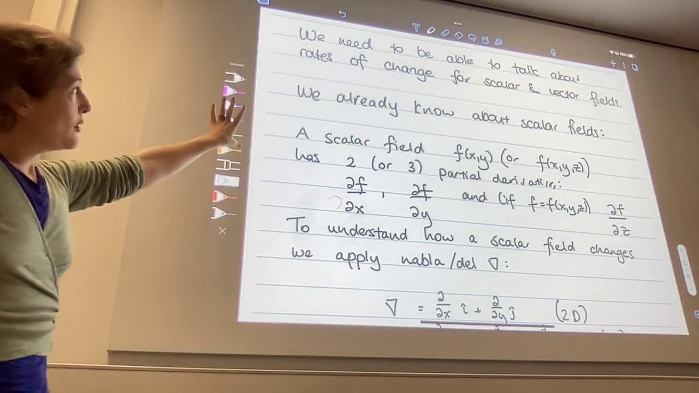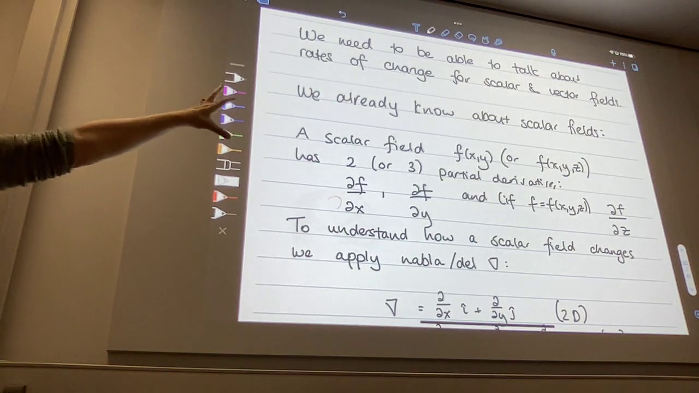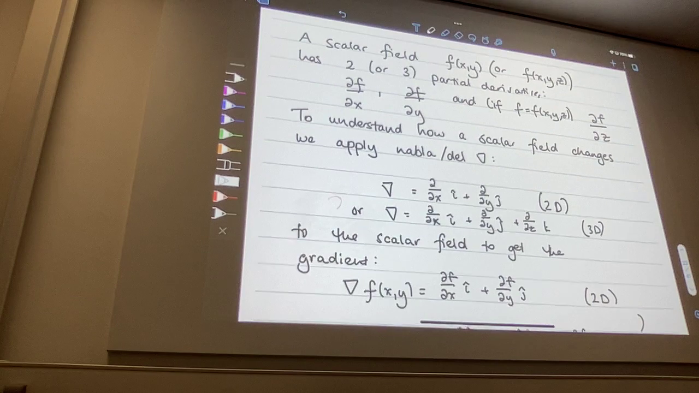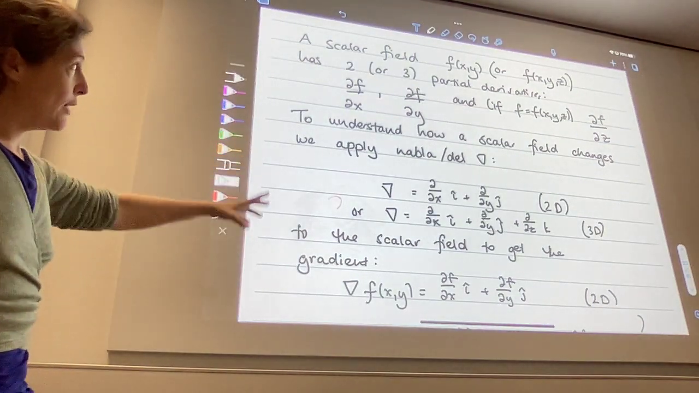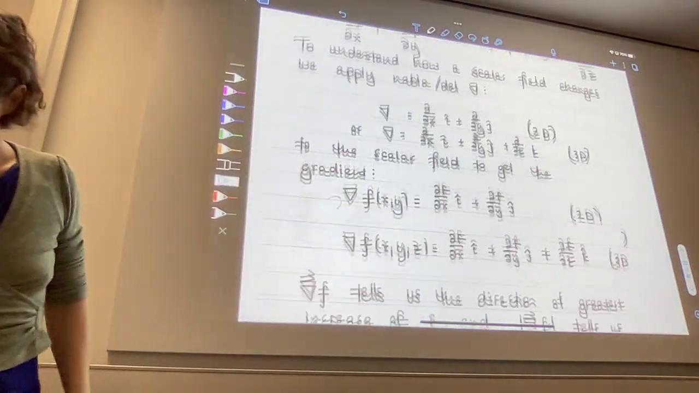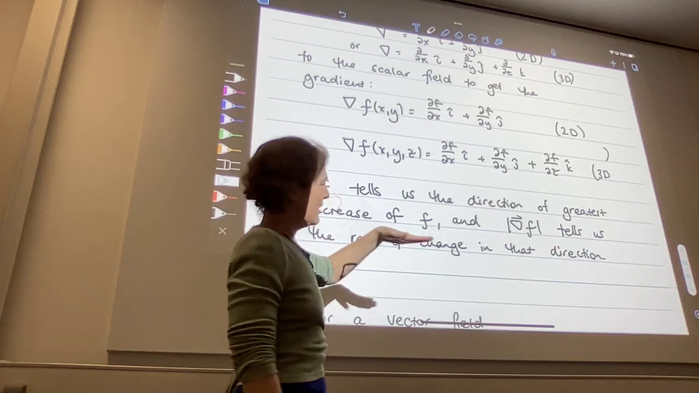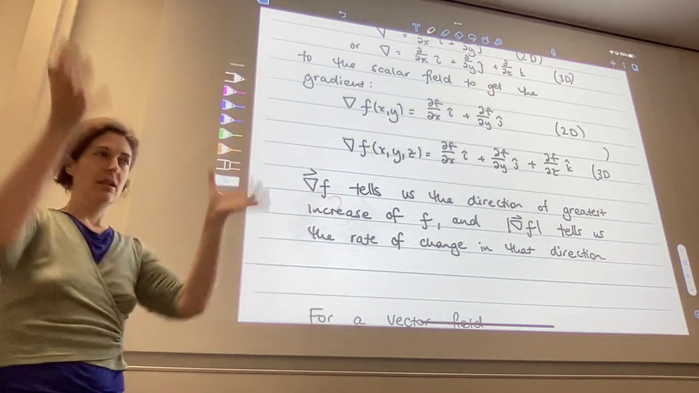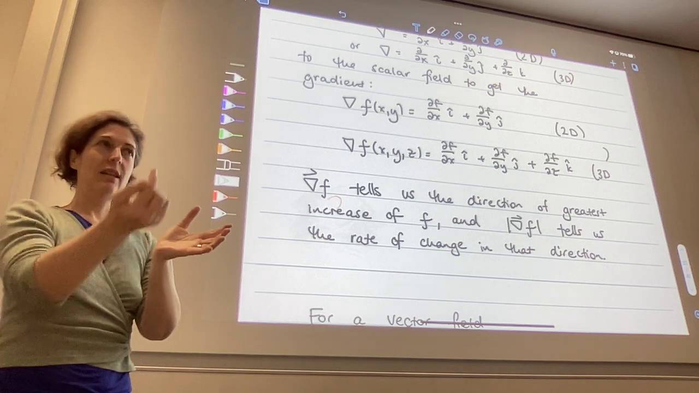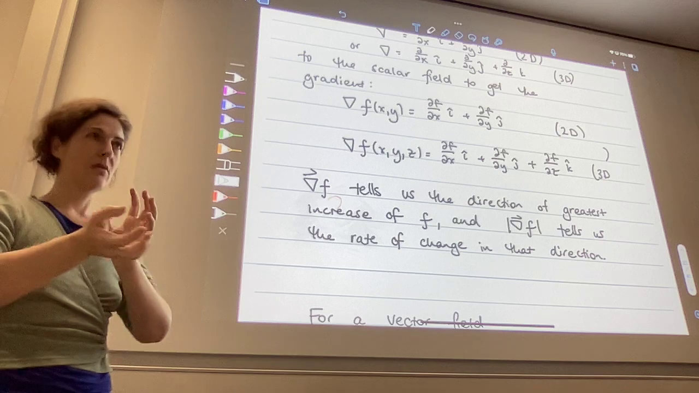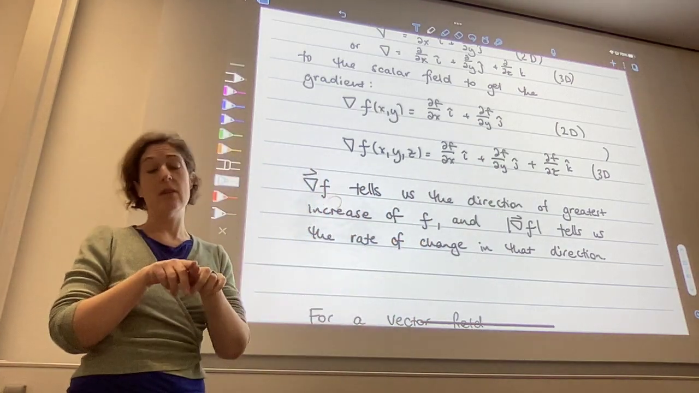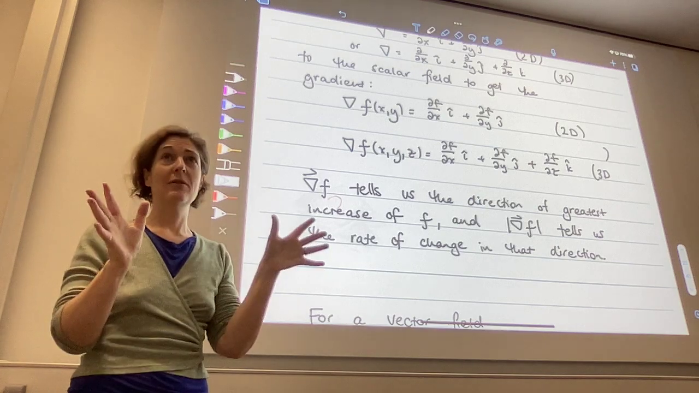So we already know how to talk about rates of change for scalar fields, but we also need to be able to talk a little bit about rates of change for vector fields. We know how to take partial derivatives, but let's see what happens. Just to remind you, for a scalar field, we came up with this idea of the gradient. We apply our Nabla, or our del, to our scalar field, and we get our gradient. And we know that our gradient tells us the direction of greatest increase of f. So if your surface was something like this, and you found your gradient, it was a little vector on the xy plane that said, if you go in that direction, that's the way to get the fastest increase on your surface. And in fact, if we take the magnitude of our gradient, that tells us the rate of change in that direction. So that tells you if you go in that direction, that's how fast your function is changing. So that's great.